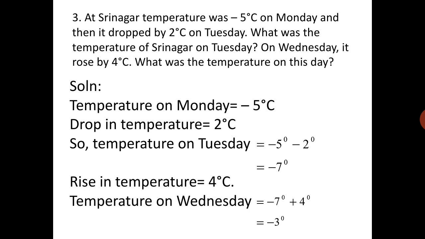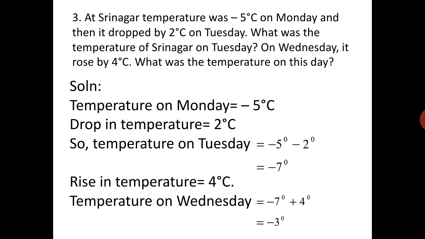So children, the solution's first statement reads as: temperature on Monday. Very simple, it's just written from the question. So temperature on Monday is minus 5 degrees Celsius. How much drop was there? How much did the temperature decrease? By 2 degrees Celsius. It is decreasing, that means we have to subtract. So the temperature on Tuesday will be the initial temperature on Monday, that was minus 5, minus 2. Why minus 2? Because the temperature is decreasing, it has to be subtracted.